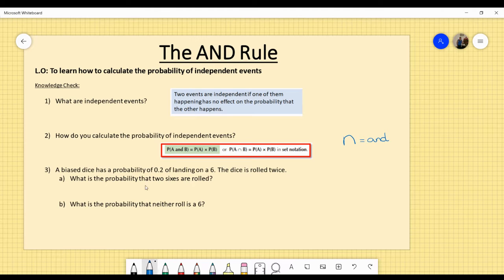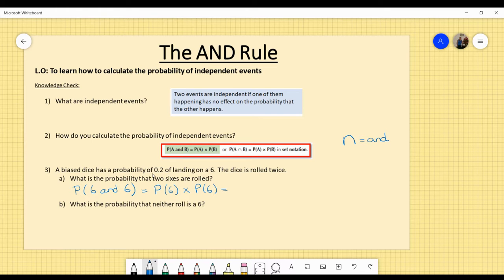And therefore, a biased dice has a probability of 0.2 of landing on a 6. The dice is rolled twice. If you think about it, when you roll a dice, the second roll has no effect on the first and vice versa. What's the probability that 2 6s are rolled? So using our probability notation, it's the probability of getting a 6 and a second 6. And that can be calculated using the probability of getting a 6 multiplied by the probability of getting a 6.